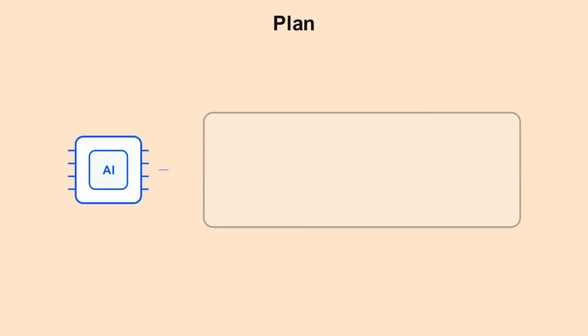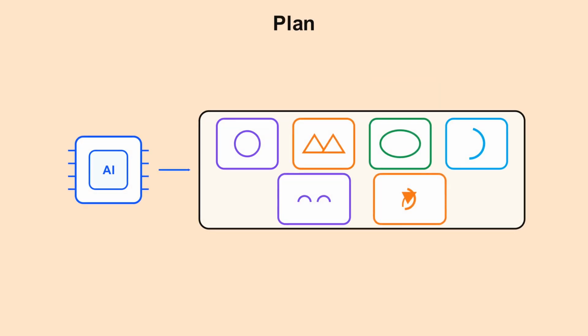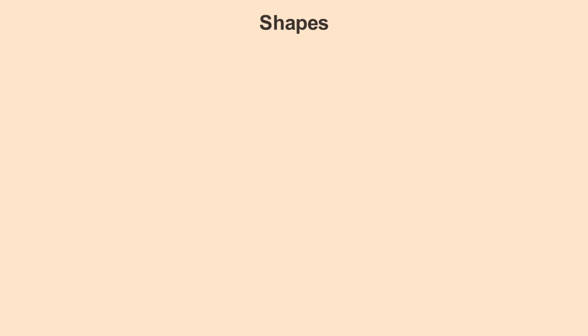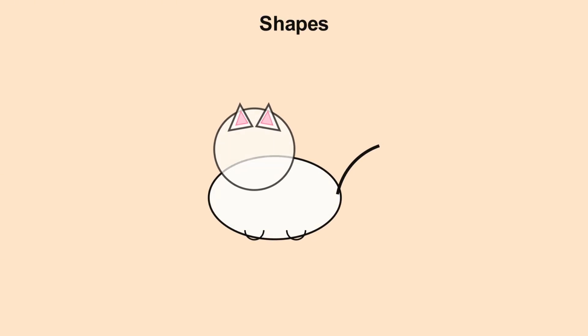Then AI needs a plan. What parts should the cat have, and what should move? A head, ears, body, tail, eyes, blinking, and tail wagging. In a code animation tool, those ideas become shapes. Circles, ovals, triangles, curves, and lines are used to build the cat. Piece by piece, the cat starts to appear.